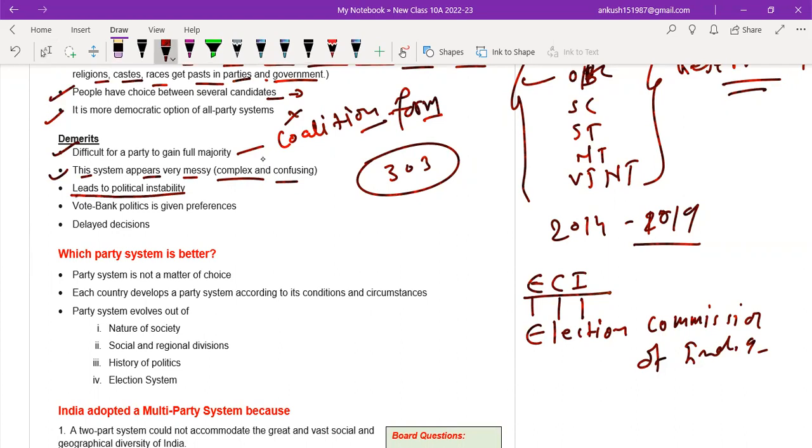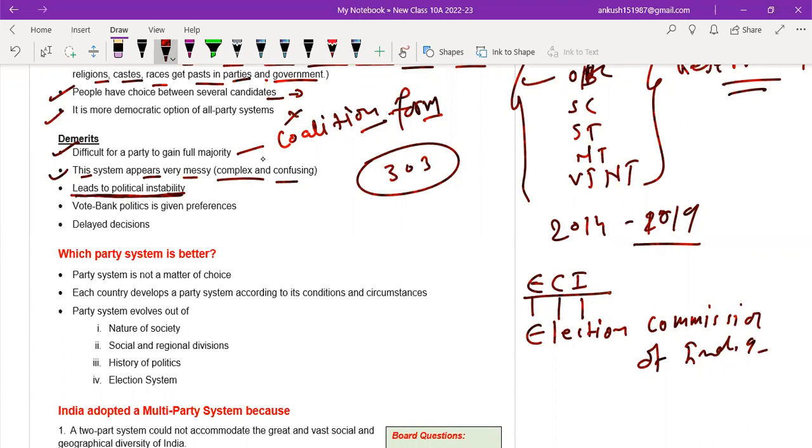Why? Because every now and then, every few years, the government is being changed. Why? Because the last government was not able to fulfill the grievances or the solutions of the common people, and that is why this time the government is changed because of the voters' choice.